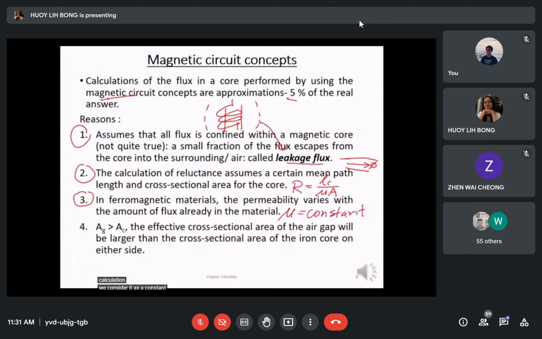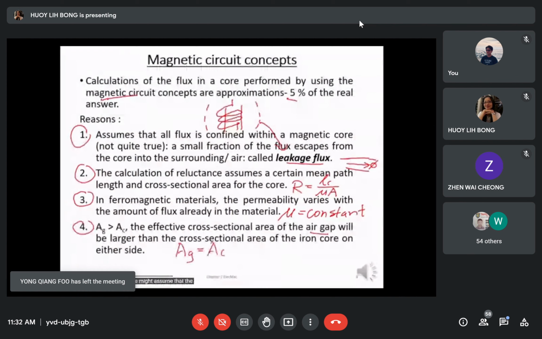And number four, sometimes the area will increase due to the fringing field effect of the air gap. While in our calculation, if we neglect it, we might assume that the area of the air gap will be equal to the area of the core.